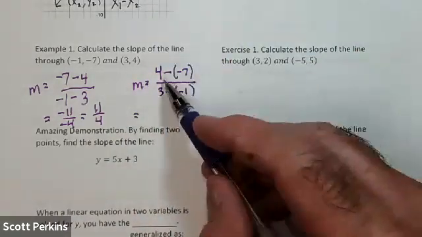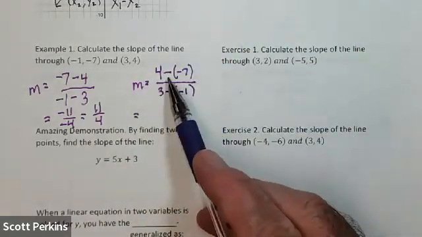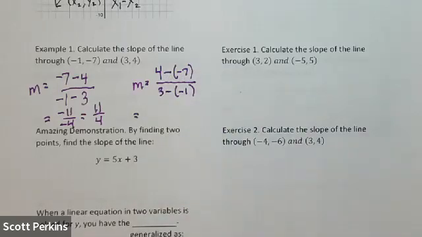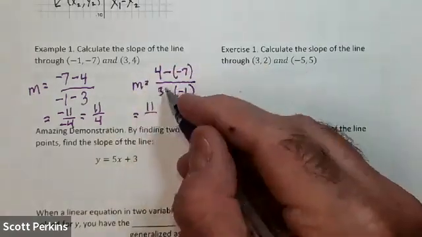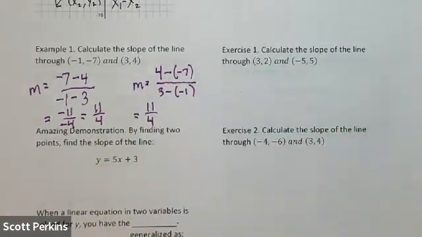And when I subtract a negative, 4 minus -7, what's subtracting a negative the equivalent to? Adding. So that's 4 plus 7, that's 11 in the top. That's 3 plus 1, that's 4 in the bottom. And notice I got the same exact value regardless of which point was my first point, which point was my second point. Either way, the slope is 11 over 4.